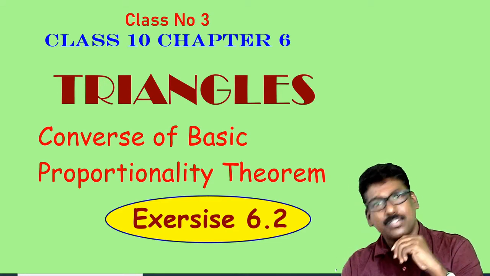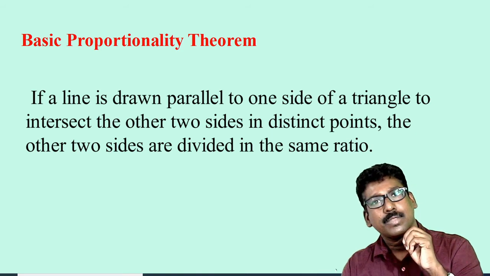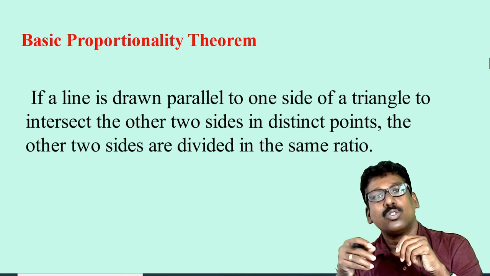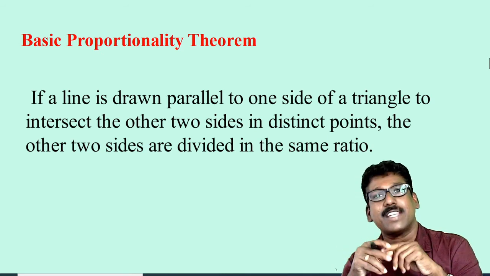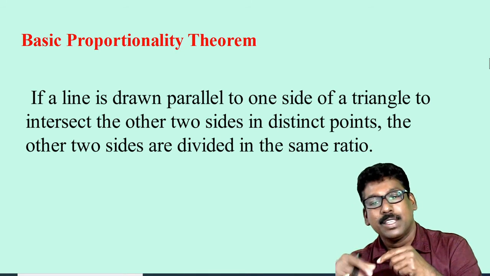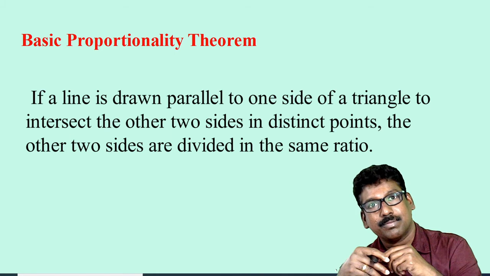In the last class we discussed the basic proportionality theorem. What is that? If a line is drawn parallel to one side of a triangle to intersect the other two sides in distinct points, then the other two sides are divided in the same ratio.